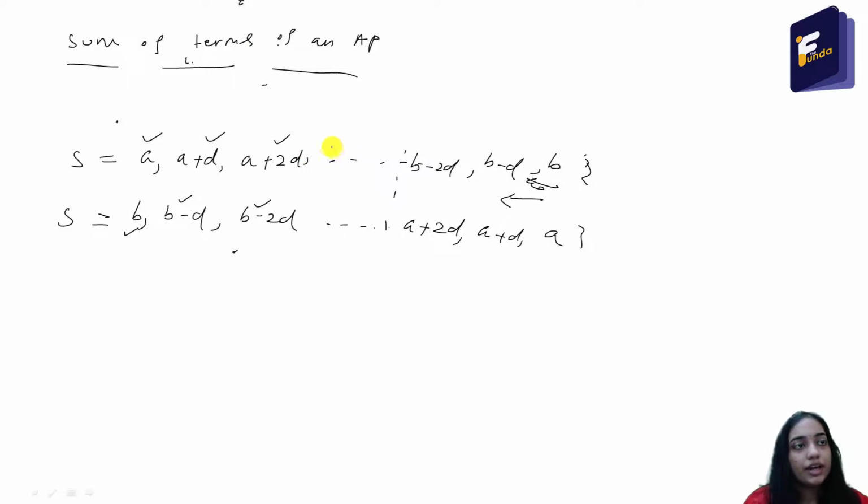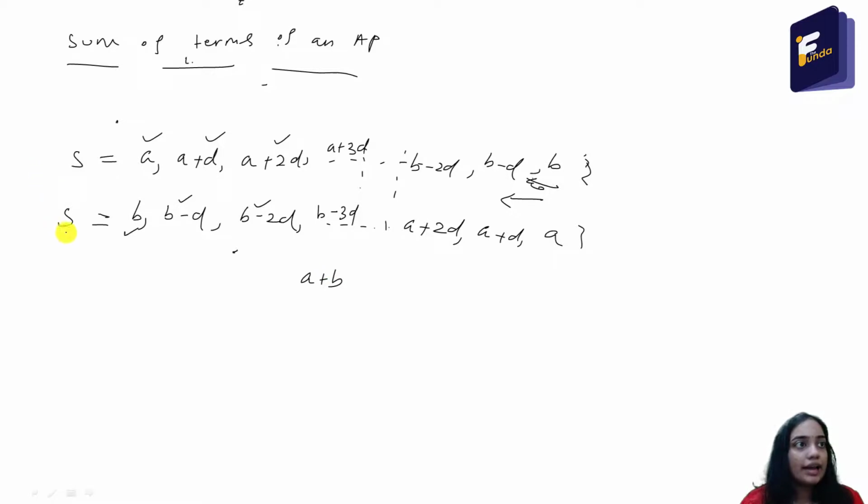Like if another term is A plus 3D, another term of this AP will obviously be B minus 3D, because we are just subtracting D from all these terms and writing the AP from highest to lowest. B minus D, B minus 2D, B minus 3D. So again the sum of these two numbers is A plus B. So this is very interesting.